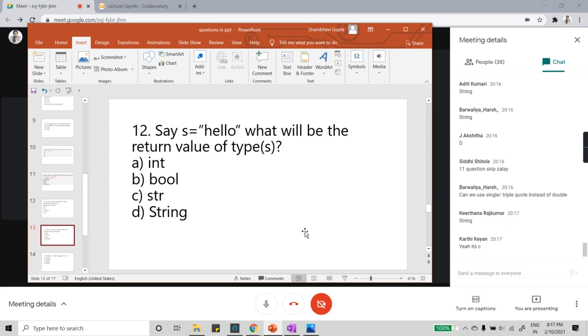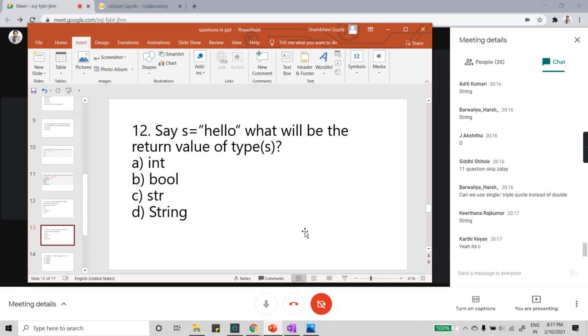Say S is equal to hello. Yes, Karthi, that's C. Absolutely. Now you are just saying correct. Yes, Keithna just said string. Okay, fine. Just pay attention here. What I asked in the question: say S is equal to hello, what will be the return value of type S? What I asked, what will be the return value of type S?